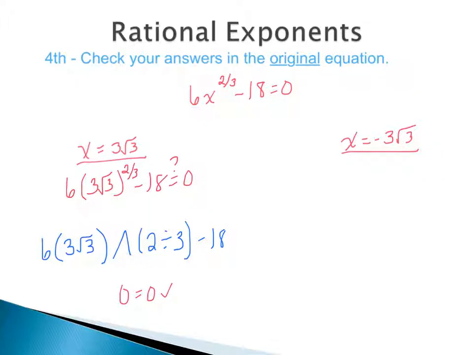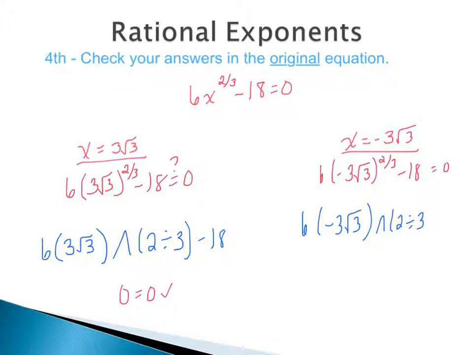Same idea then for your negative 3 square root of 3. I would have 6 times negative 3 square root of 3 raised to the 2/3 power minus 18 equals 0. From here, same thing, typing it into your calculator, you would have 6, parentheses, negative 3 square root of 3. Just make sure the negative is attached to the 3 inside the parentheses, raised to the 2/3, 2 divided by 3, minus 18. And again, hopefully you should get that 0 does end up equaling 0. So our solution set then would just be 3 square root of 3 and negative 3 square root of 3.